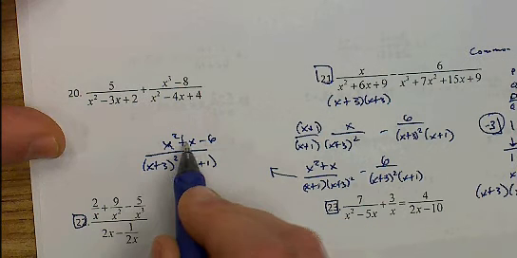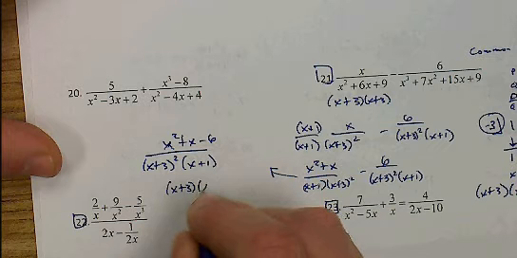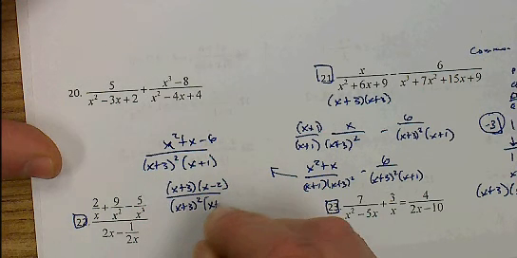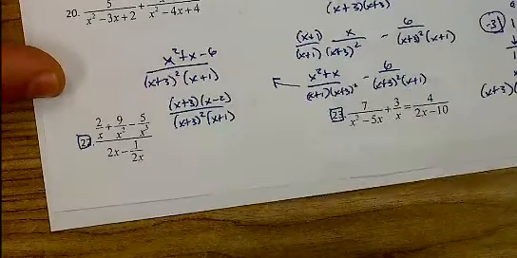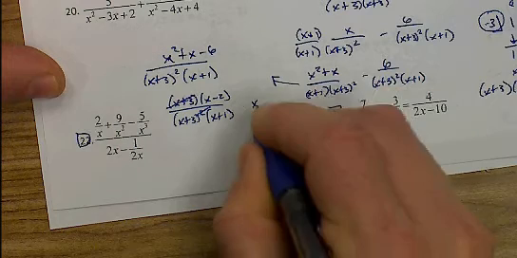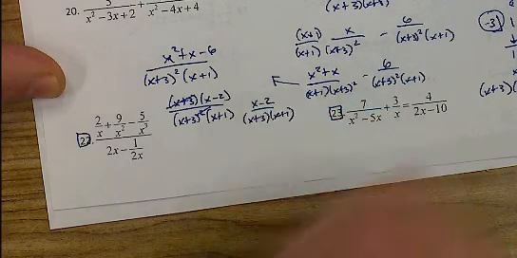And then I'm going to factor this numerator and see if I can do anything with it. So x plus 3, x minus 2 over x plus 3 squared, x plus 1. So we can see that this cancels with one of these. So my final answer is x minus 2 over x plus 3, x plus 1.